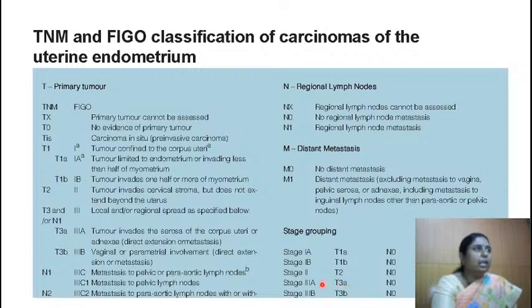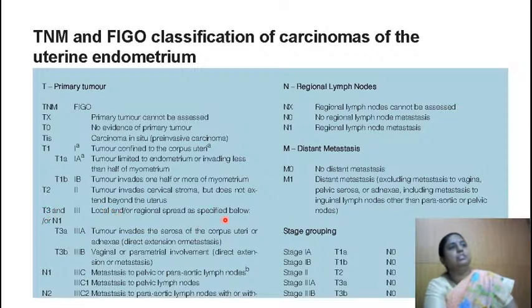Here 3A, yes, here. This is local and regional spread. Okay. So what is the local spread? Tumor invades the serosa. So whatever goes out of the myometrium, it comes into stage 3. Okay. And stage 4 where you are having distant metastasis.